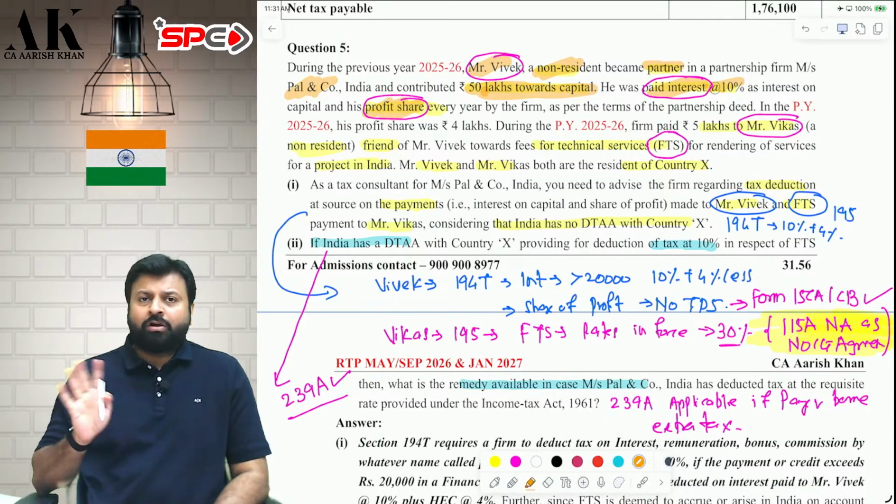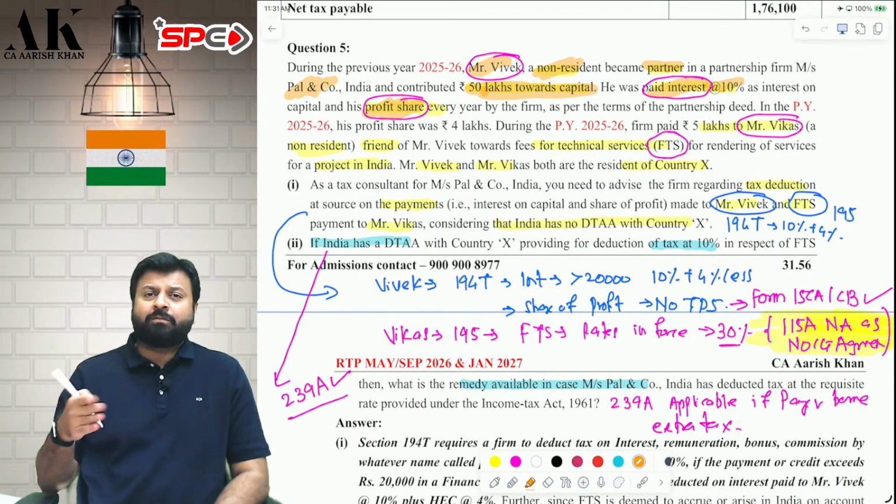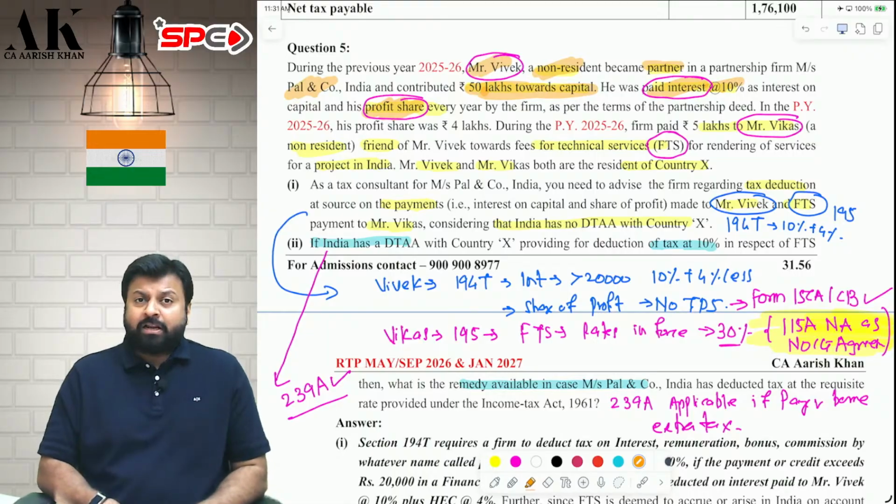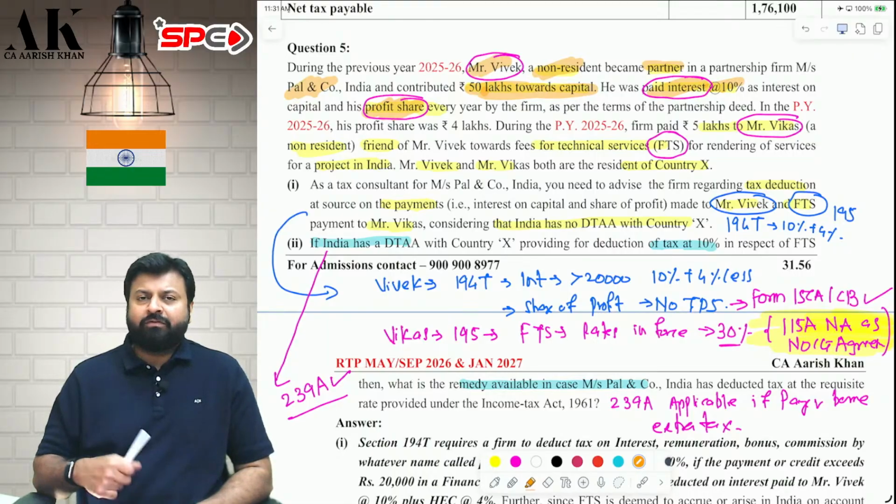What about share of profit? On share of profit, TDS is not deductible because share of profit is exempt in the hands of partners. Therefore, on share of profit, there is no need to deduct any TDS. But you should do related formalities like Form 15CA/CB. You have to fulfill all these things.